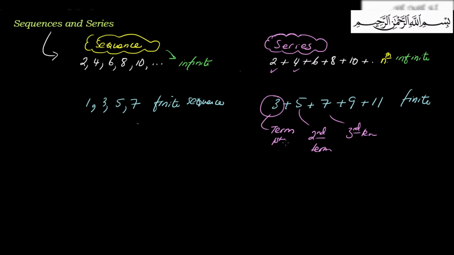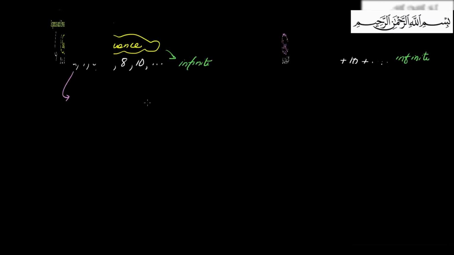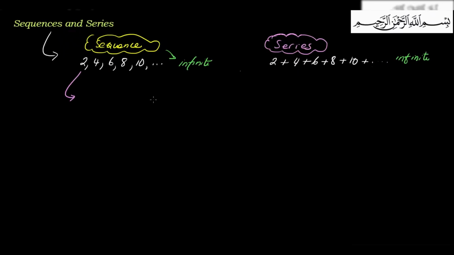So this is the first basic appreciation of sequences and series, that there are finite and infinite types of sequences and series. Sequences are just numbers that are listed, and series are numbers that are added together. Now, there is other terminology that we have to appreciate.